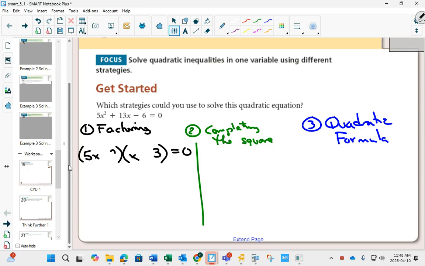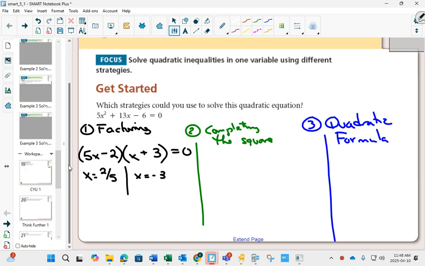So the 3 would have to go here and the 2 here. So my outside is 15, my inside is 2. 15 minus 2 is 13, but I would need a plus 15 and a minus 2 to make that work. And then your answers are 2/5 and -3. If you can factor, it's usually the easiest way to solve, as we'll see when we do the completing the square and later the quadratic formula.